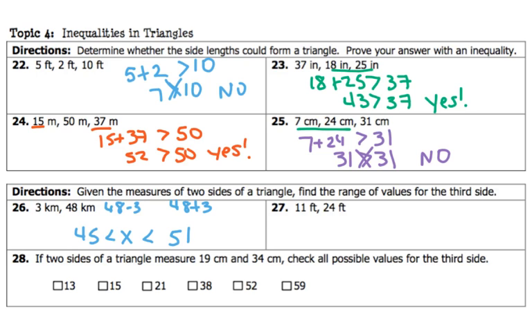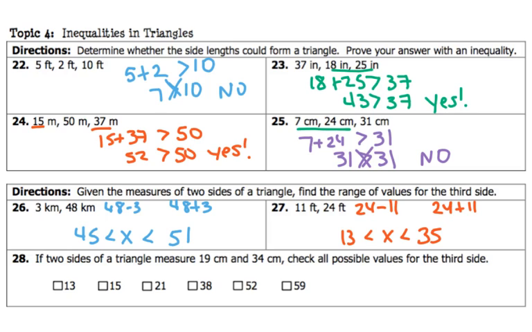Alright, we're going to do the same in 27. We're going to subtract 11 from 24, which will give us 13. That will have to be less than x. But then we have to do 24 plus 11, and x will have to be less than 35.